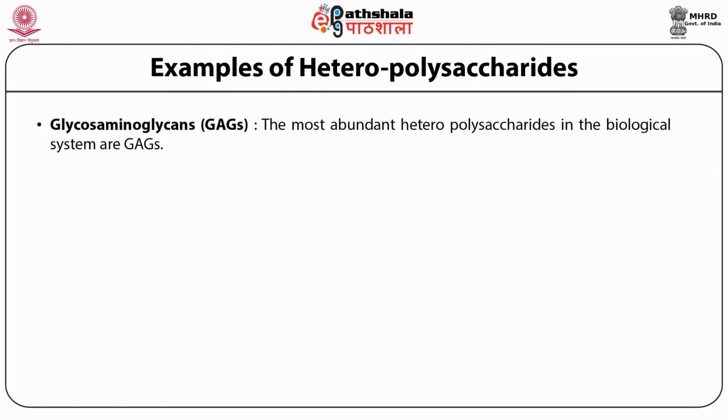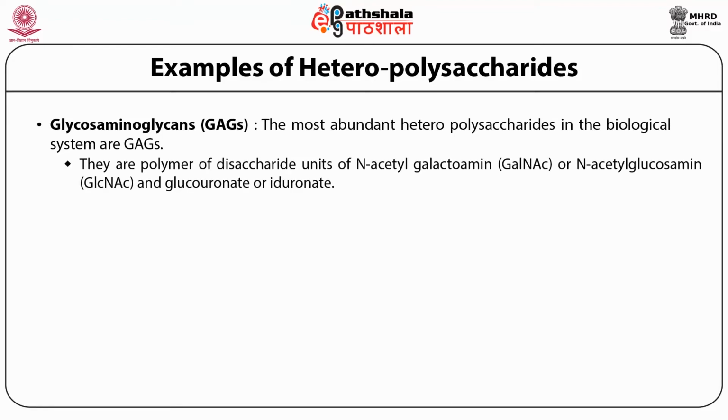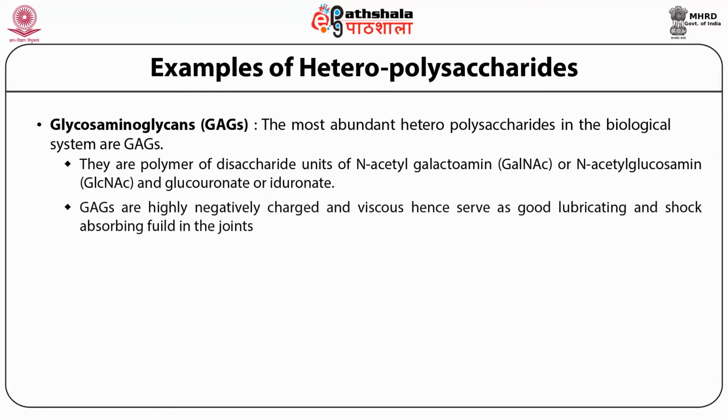First, glycosaminoglycans, GAGs. The most abundant heteropolysaccharides in biological systems are GAGs. They are polymers of disaccharide units of N-acetyl galactosamine or N-acetyl glucosamine and glucuronate or iduronate. GAGs are highly negatively charged and viscous, hence they serve as good lubricating and shock-absorbing fluid in the joints.